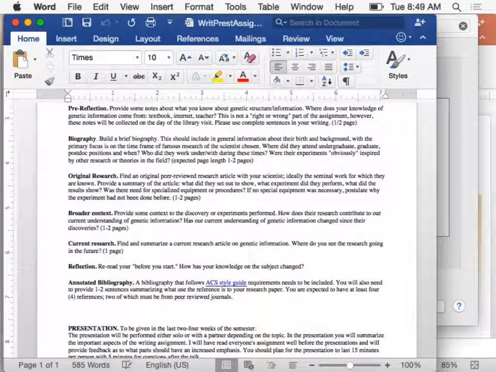So, your pre-reflection, the biography, build a brief biography. This is again trying to look at the scientist. Okay? I said I was particularly interested in the recombinant DNA, and there's only one name associated with that one. It's Carey Mullis. The reason I'm interested in that is it turns out that he is potentially a little bit crazy, so he could be an interesting one to do a biography on.